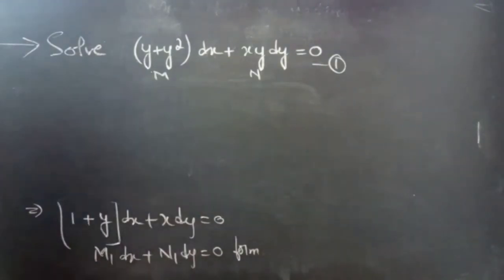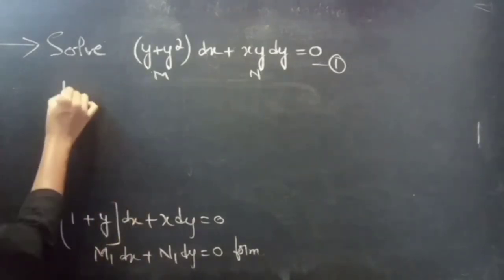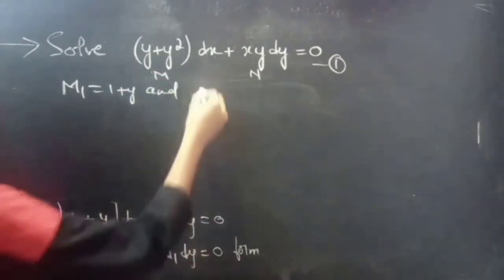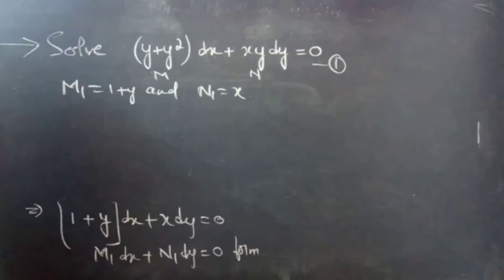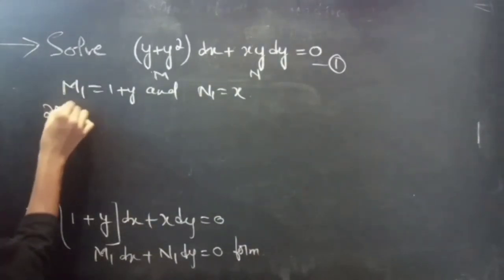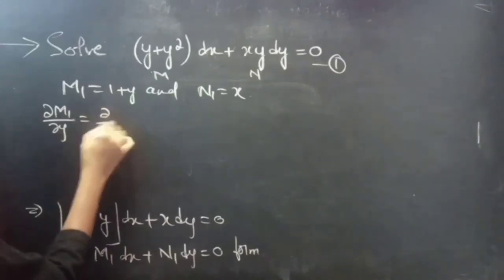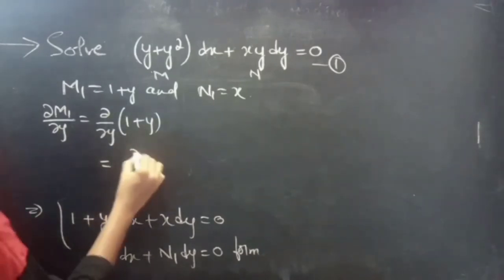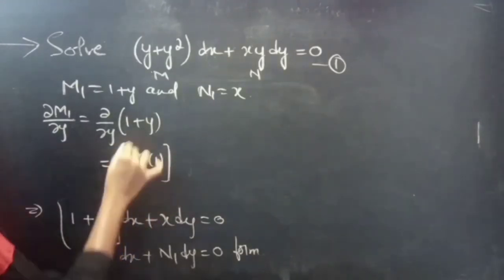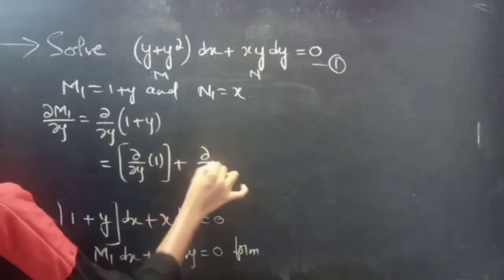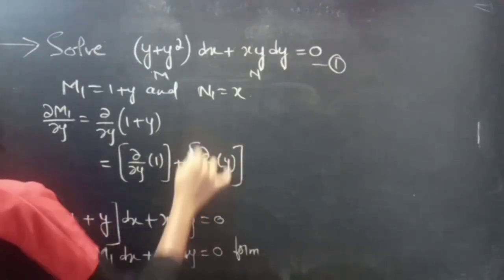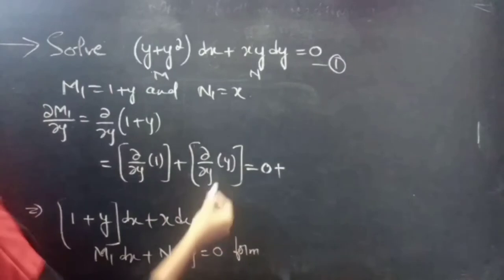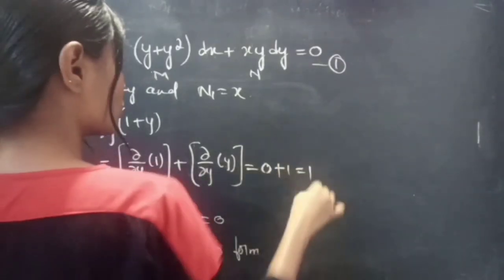So here we have M1 equals 1 plus y and N1 equals x. Now let's find the partial derivatives of M1 and N1. Partial derivative of M1 with respect to y: ∂/∂y of (1 plus y) equals the partial derivative of the first term 1 with respect to y plus the partial derivative of the second term with respect to y. The partial derivative of a constant with respect to y is 0, plus the partial derivative of y with respect to y is 1, which equals 1.